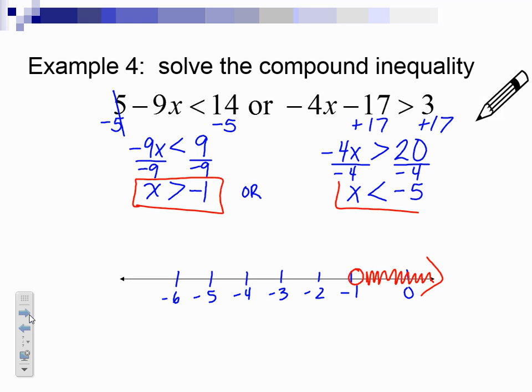And then I'll do the same thing for my other half of my solution. X is less than negative 5. So on the negative 5, another open dot, and I need to show all the solutions that are less than that value. So this compound inequality doesn't have all the solutions in between the two. Instead, they happen to go in opposite directions. Watch out for that when you're making your number lines.